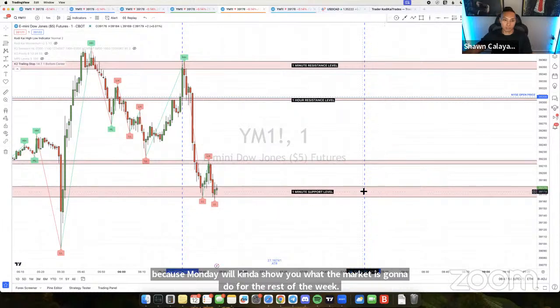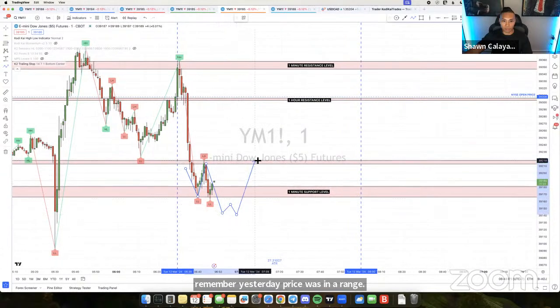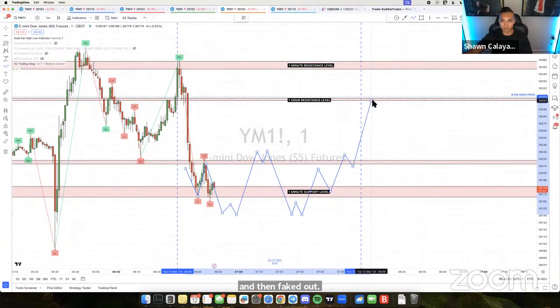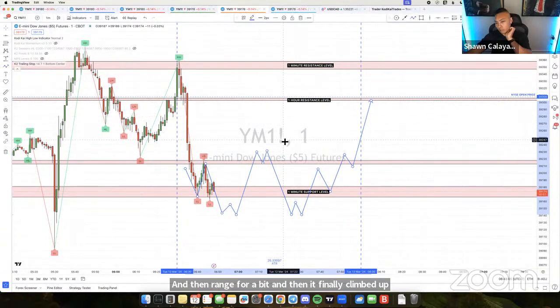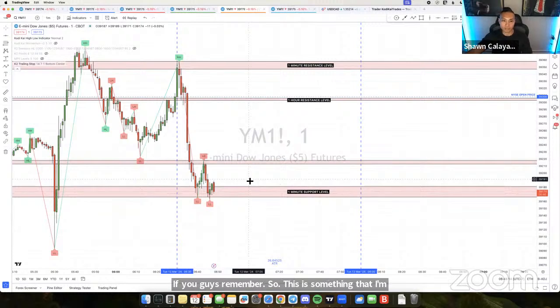So if you remember yesterday, the price was in a range. It was ranging, then it faked out, and then it faked out, and then it faked out, and then it ranged for a bit, and then it finally climbed up, and that's where we took our trade, if you guys remember. So this is something that I'm kind of expecting. Since we already saw this pattern yesterday, the patterns typically repeat themselves for the week. That's why it's good on Monday to really focus and understand how the market's moving, because it's going to really help you for the rest of the week.